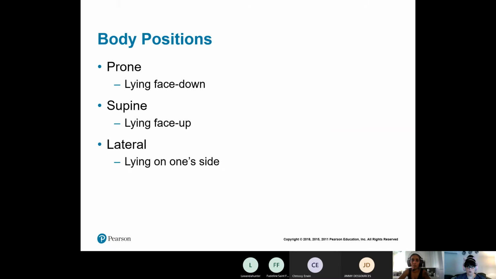Now, as we move on, we start learning about body positionings, right? I'm going to give you a little cheat sheet and you're going to love it. And everybody always jokes when I hand it out.